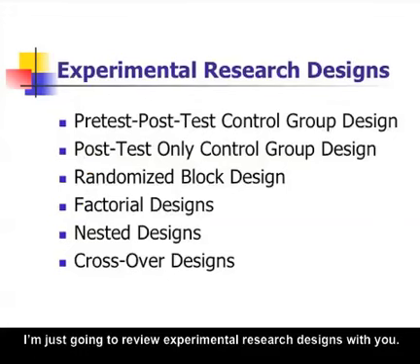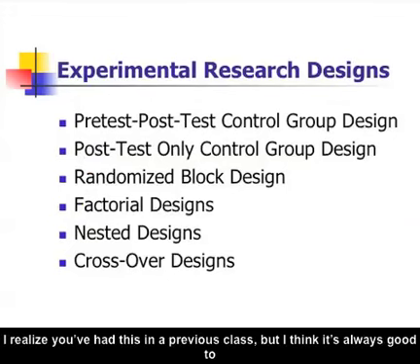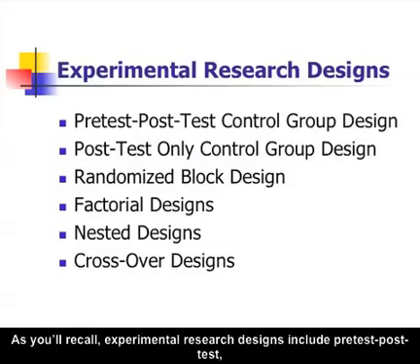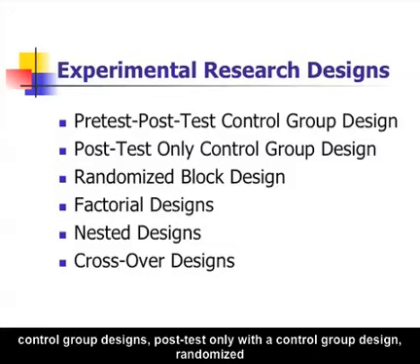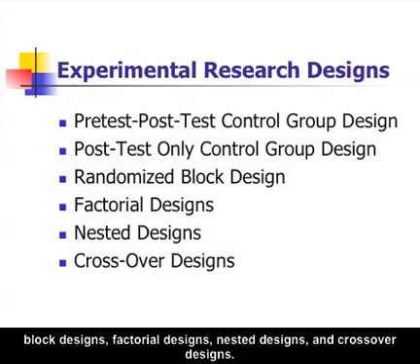I'm just going to review experimental research designs with you. I realize you've had this in a previous class, but I think it's always good to go back and see where we've come from. So as you'll recall, experimental research designs include pre-test, post-test control group designs, post-test only with a control group design, randomized block designs, factorial designs, nested designs, and crossover designs.